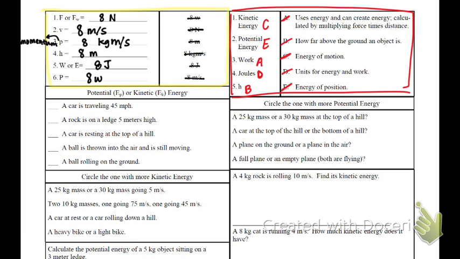All right, let's go to the box that says potential or kinetic energy. We're just going to pick which one. So if a car is traveling 45 miles per hour, is that potential or kinetic?